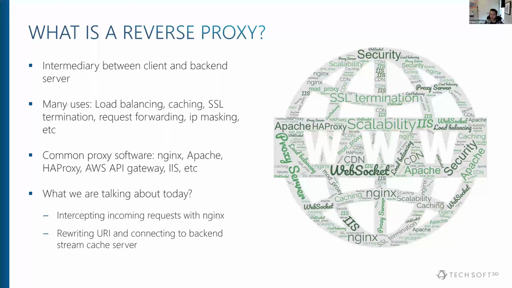It could serve static content. It could rewrite the URL and direct that traffic to a backend server. It could be used for SSL termination, as I talked about earlier, for caching, load balancing. There's a lot of uses here. And so we're going to be talking today about IP masking or rerouting or reverse proxying.